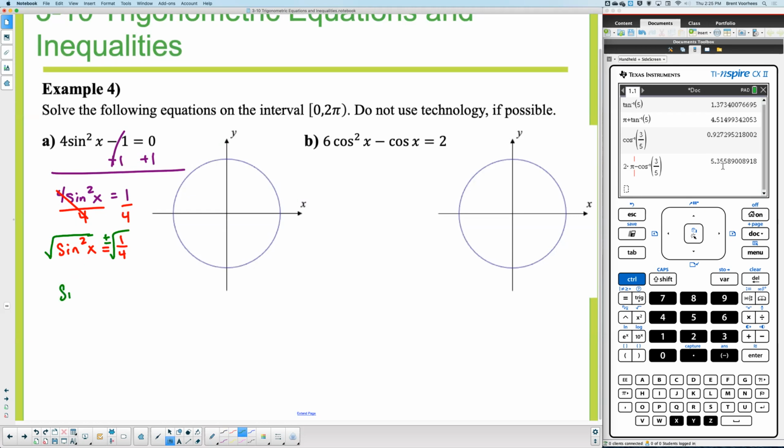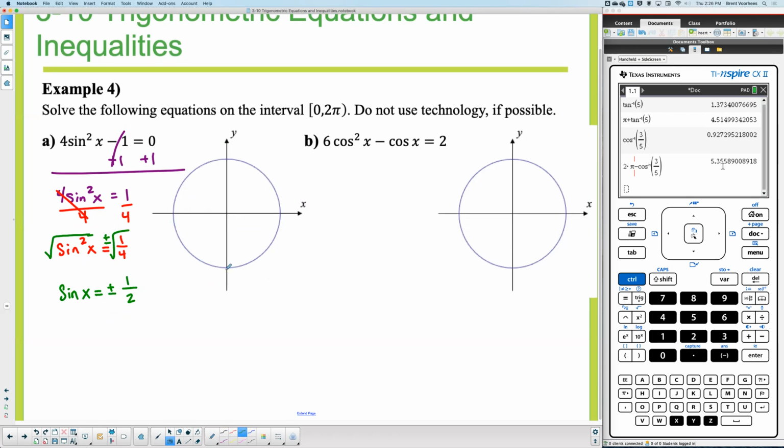The only way to account for that is to do a plus or minus. So I'm going to have sine x equals the positive or the negative, and I'm going to reduce this. What's the square root of 1? 1. And what's the square root of 4? 2. So we have possible solutions. Because this is squared, a negative would work, because a negative 1/2 times a negative 1/2 gives me a positive 1/4. So also with the positive, a positive times a positive is still positive. So I'm going to have to find the negative and the positive.